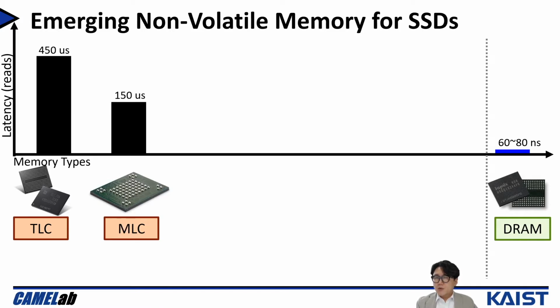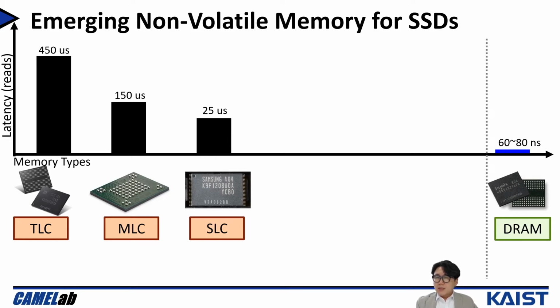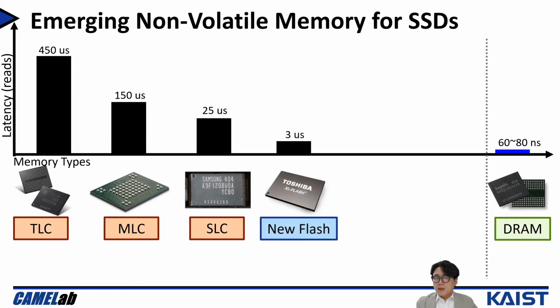MLC offered smaller storage capacities, but its read latency is around 150 microseconds. Even though SLC is an old technology, it exhibits the fastest read latencies, around 20 to 25 microseconds. Inspired by the SLC, the new flash, such as GNAND and XL Flash, shows 3 microseconds while offering high storage capacity with a 3D stacking mechanism.